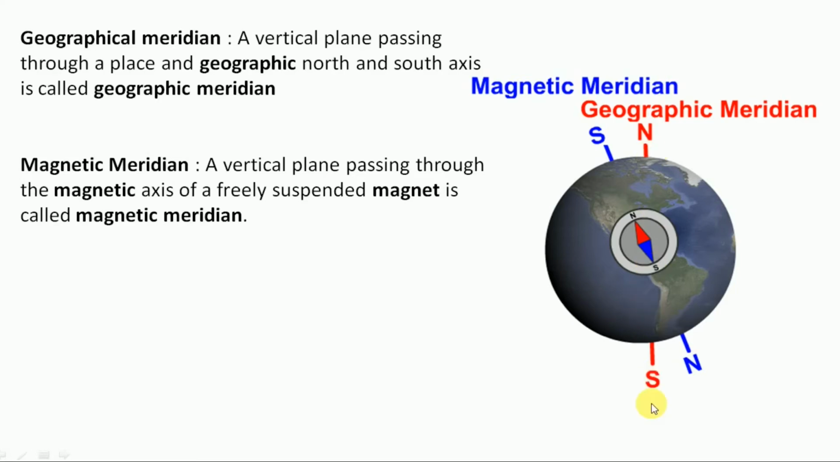So at any place, the geographical meridian is a plane passing through geographical north and geographical south of the earth. And if you want to know the magnetic meridian at that place, you have to keep a magnetic compass, and the plane passing through the axis of magnetic compass is called magnetic meridian at that place.